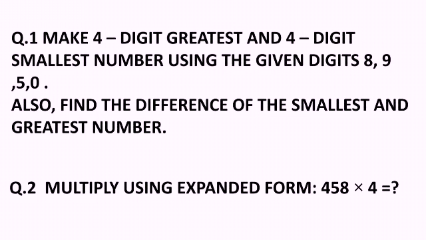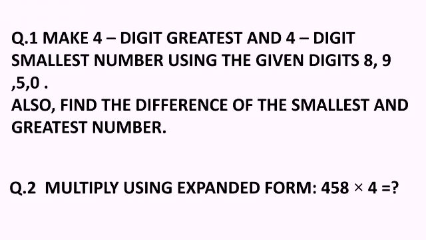And next you need to find out the 4-digit smallest number by using 8, 9, 4, 5 and 0. And also you have to find out the result of the subtraction, because here it is written to find the difference of the smallest and the greatest number. Difference means you have to subtract the smallest number from the greatest number.